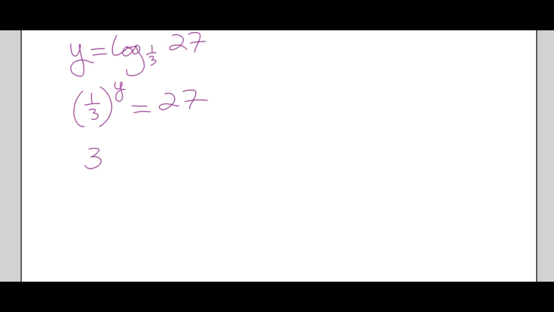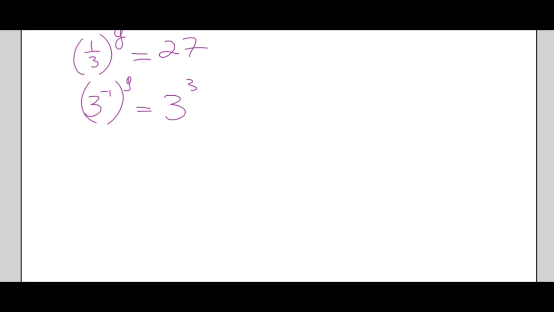Okay, 1/3 is 3 to the -1. 27 is 3 cubed. We'll learn how to do this on a calculator too, but in the meantime, it's good to just get used to manipulating these. It'll come in handy. So 3 to the -1 to the y, what's that equal to? 3 to the -y. Power to a power says you have to multiply -1 times y. So 3 to the -y is equal to 3 cubed.